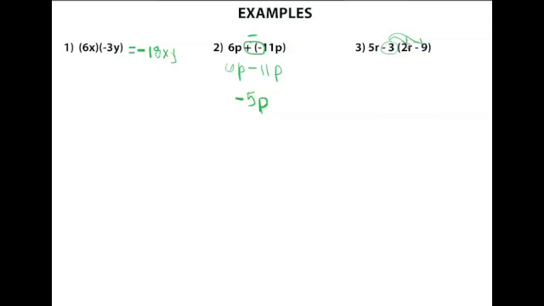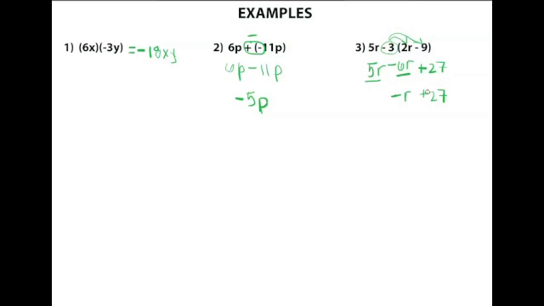So negative 3 times 2r is going to give me negative 6r. Negative 3 times negative 9. I have two negatives, going to turn into a plus 27, and I still have this 5r here, so I'm just going to drop them down. Any like terms here? I have a 5r and a negative 6r. That's going to leave me with just a regular negative r plus 27. Can I combine these guys together?